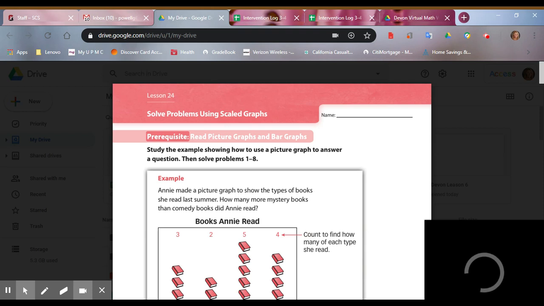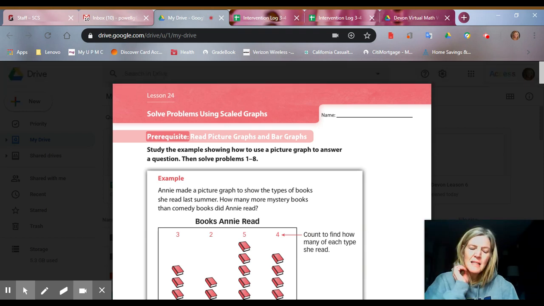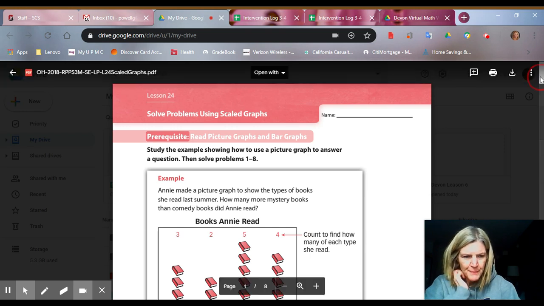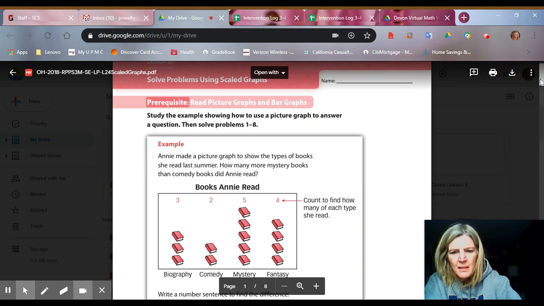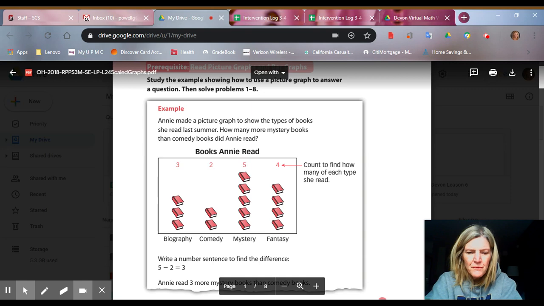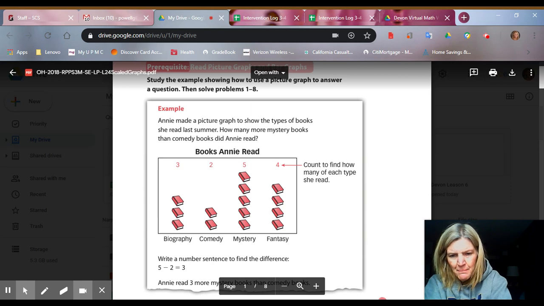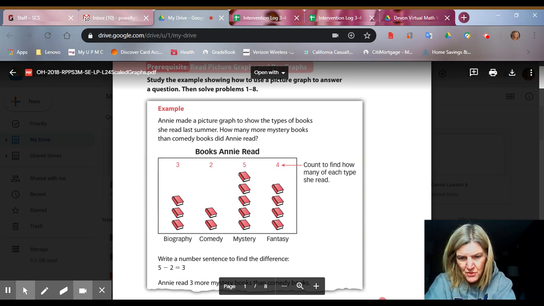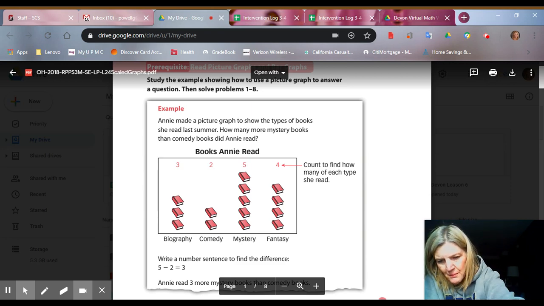Let's take a look at lesson 24. This is the second lesson 24 you're doing, but it's a different skill. You're going to solve problems using scaled graphs. First of all, we're going to look at a bar graph and figure out how to use it to answer questions. The example at the top says, Annie made a picture graph to show the types of books she read last summer. How many more mystery books than comedy books did Annie read?